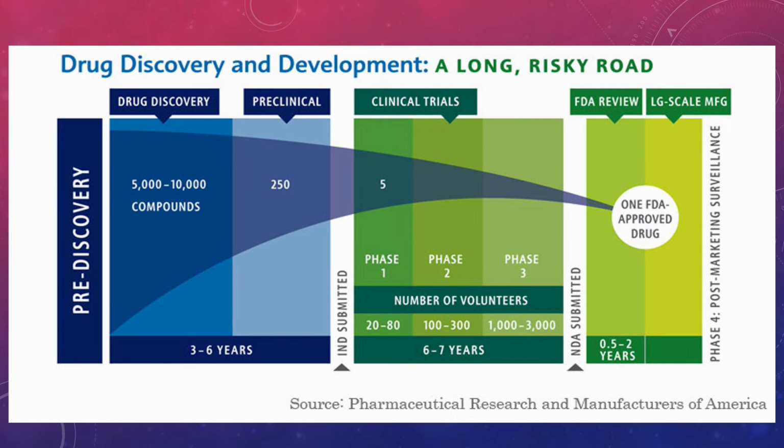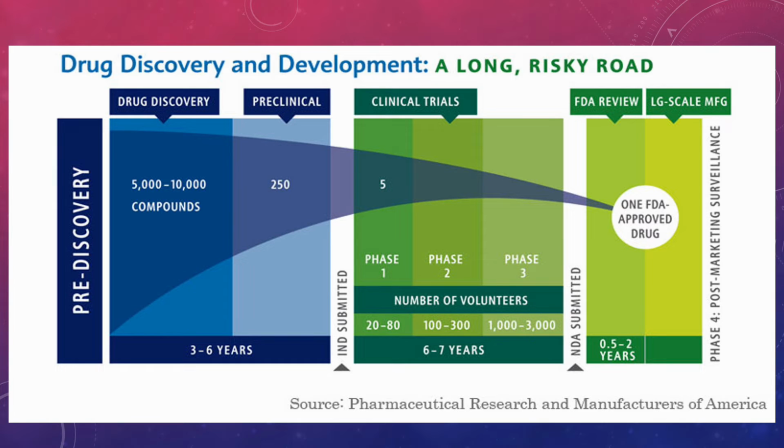So in the discovery stage, it starts with research and development in a laboratory setting. So researchers usually identify target molecules such as genes or proteins that are believed to have potential to contribute to the development or aggravation of a disease. So usually 5 to 10,000 compounds are being tested.